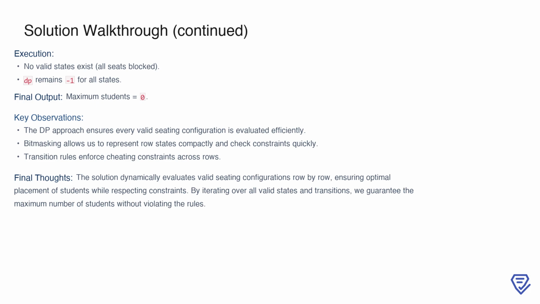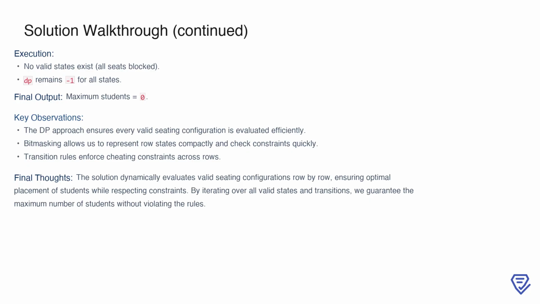Here, the grid consists of 2 rows and 2 columns, but every seat is represented by a hashtag, indicating that no students can be seated. In this scenario, there are no valid states for any row, and the DP table remains unchanged with all values set to -1. As a result, the maximum number of students that can be seated in this grid is 0.